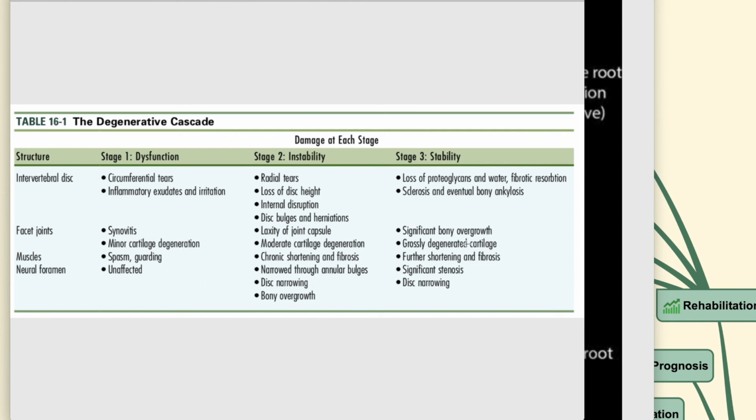Now these findings would suggest that our body has done its natural course. It has tried its best to restore the stability that is lost during these 2 stages.